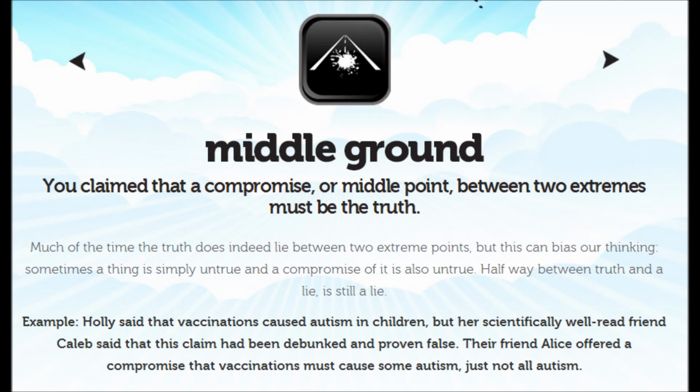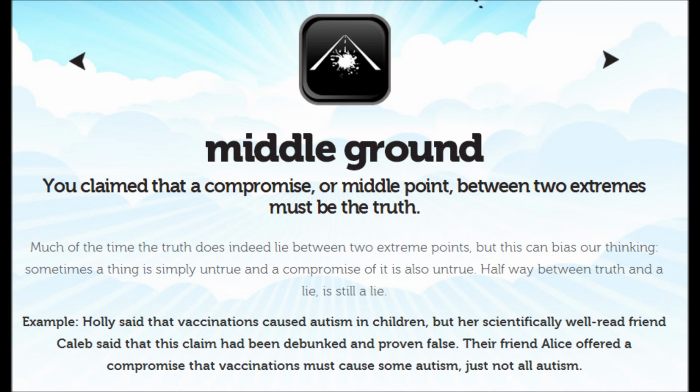24. Middle ground. You claimed that a compromise, or middle point, between two extremes must be the truth. Much of the time the truth does indeed lie between two extreme points, but this can bias our thinking. Sometimes a thing is simply untrue and a compromise of it is also untrue. Halfway between truth and a lie is still a lie.